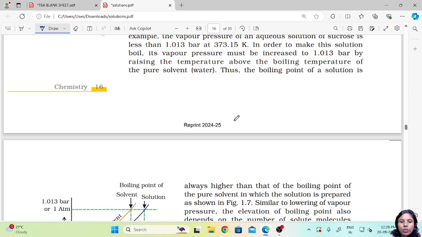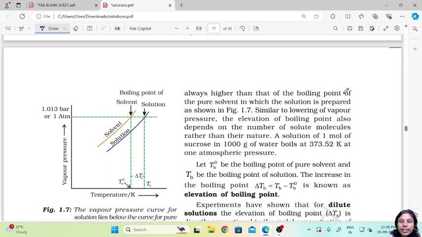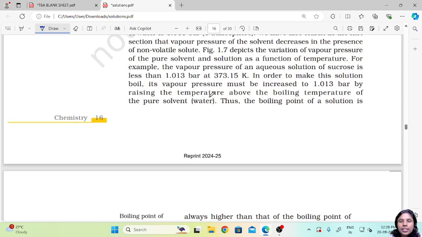Thus the boiling point of a solution is always higher than the boiling point of the pure solvent in which the solution is prepared. So from this we have understood that when we had just water, its boiling point was 100 degrees Celsius. Why? Because its vapor pressure was 1.013.